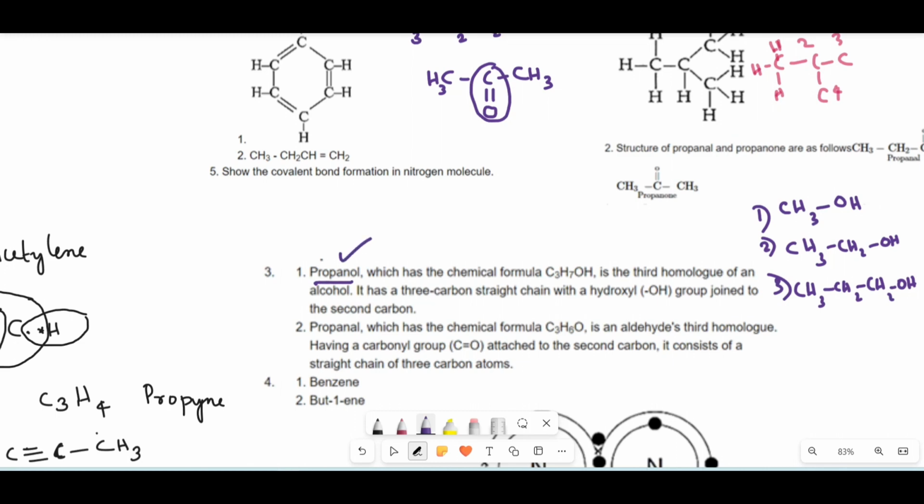Now propanal is an aldehyde. When you write an aldehyde, you should be very careful because we are not starting with an alkyl group. Even though the general formula is RCHO, the first member is HCHO. This is called methanal. For the second member, you add a CH2 group, so the second member is CH3CHO. This is called ethanal. For the third one, you add one more CH2 group, and it becomes CH3, CH2, CHO. This is called propanal.